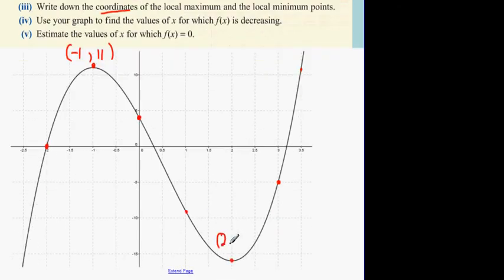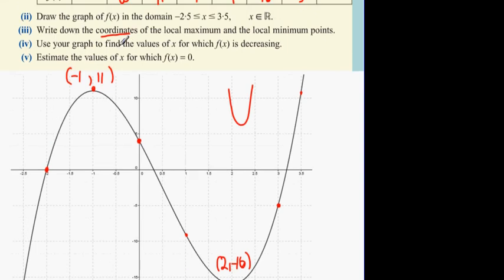2, minus 16 is the minimum, because the bottom turning point is the minimum and the upper turning point is the maximum. Now, use your graph to find the values of x for which your graph is decreasing. And let me explain what a graph decreasing means.